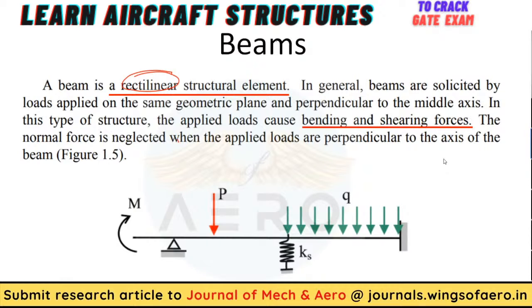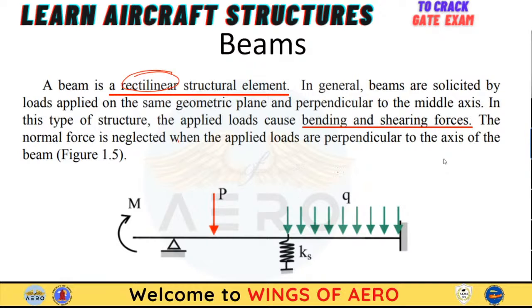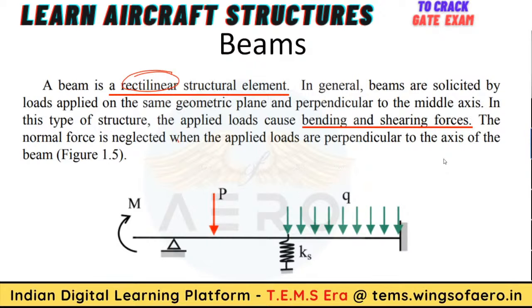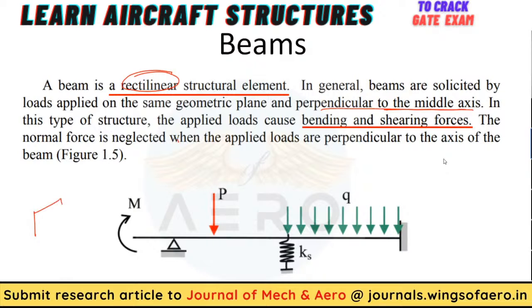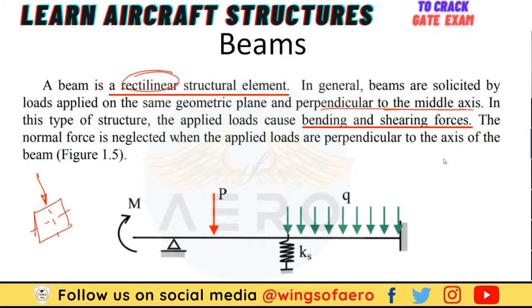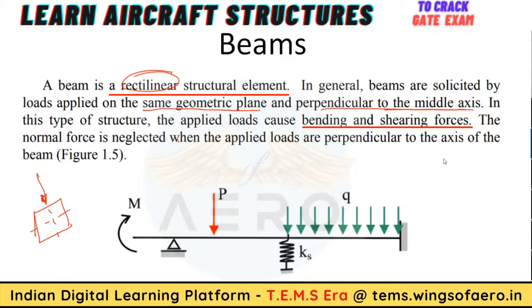A beam always has to be a very straight rectilinear structural element. And whenever the load is applied to the entire beam, it should act perpendicular to the middle axis. This is also very important. That means if I draw a cross section of the beam, the load should act in the middle of it. If the cross section of this beam is rectangular, it should lie on the same geometric plane as well as perpendicular to the middle axis.